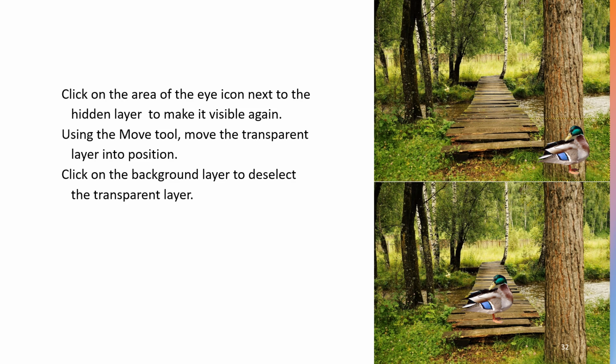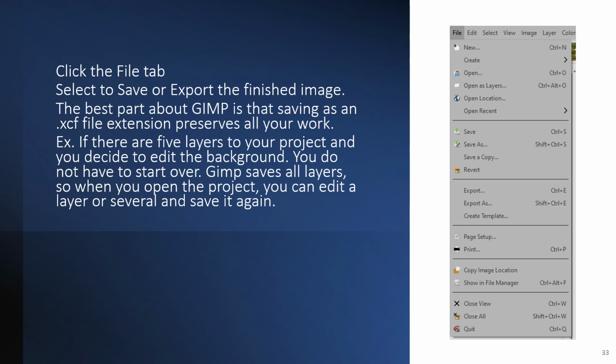Click on the area of the eye icon next to the hidden layer to make it visible again. Using the Move tool, move the transparent layer into position. Click on the background layer to deselect the transparent layer. Click the File tab. Select to save or export the finished image.